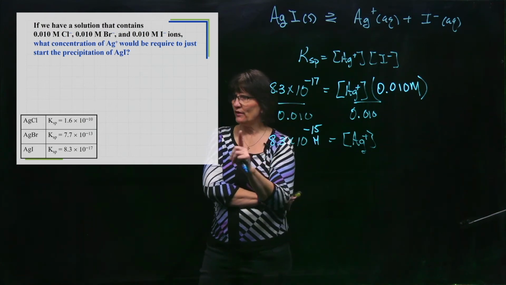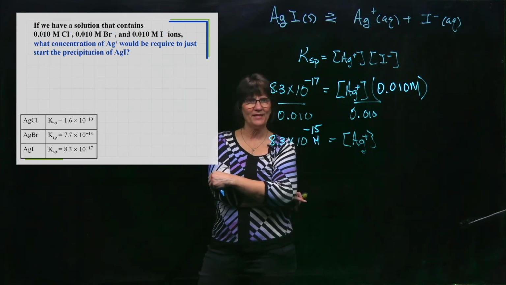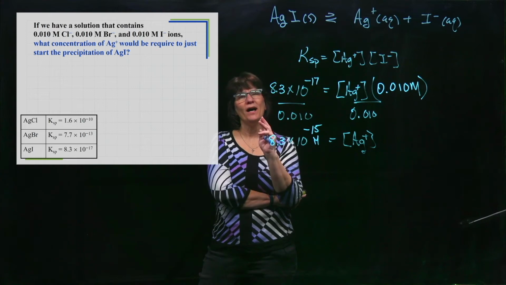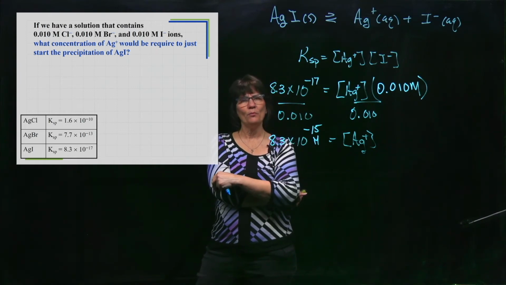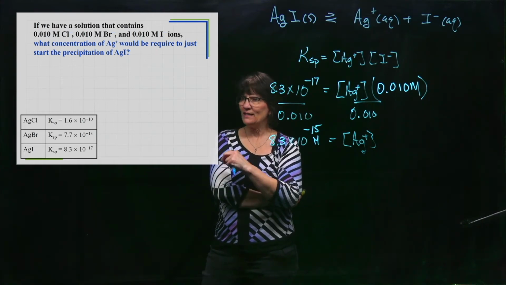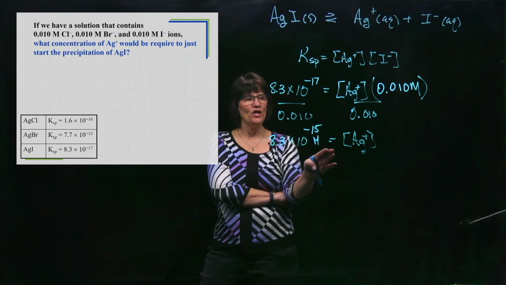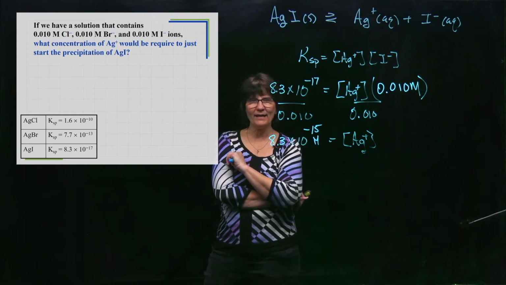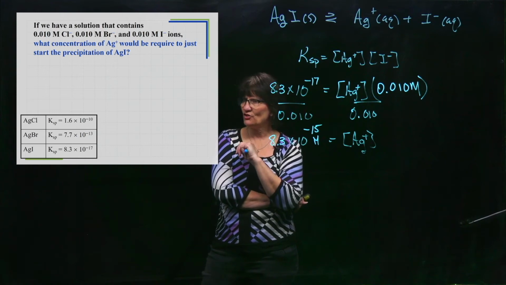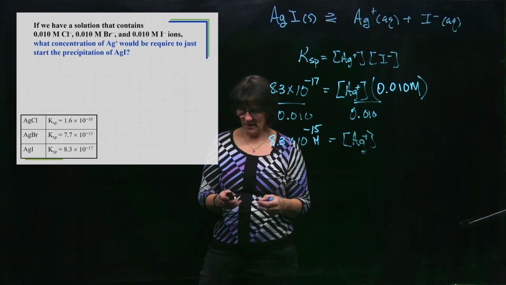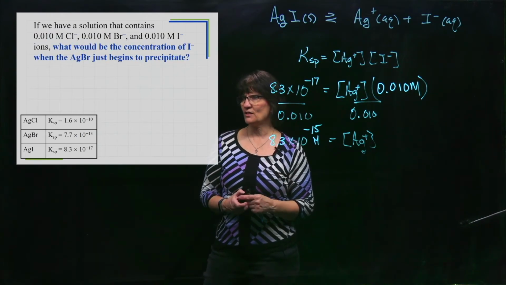But eventually the next one is going to start precipitating. So I don't want to add so much that I start getting the silver bromide to precipitate out. So the key to separation is to add enough to try to precipitate out most of your iodide, but not so much that you start getting the next one to come out. So that's what our next question is about.